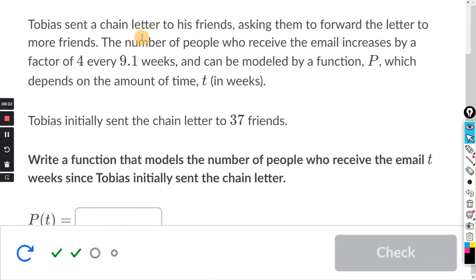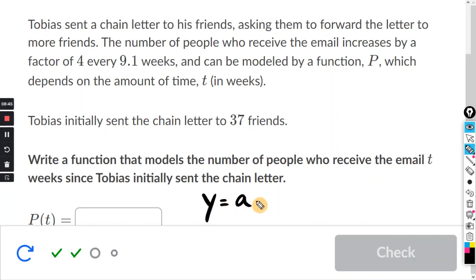All right, Tobias sent a chain letter to his friends, asking them to forward it. The number of people who received the email increases by a factor of 4 every 9.1 weeks. Function P of t, t is in weeks. Okay, initially it was 37 friends, write a function. Okay, so same format.